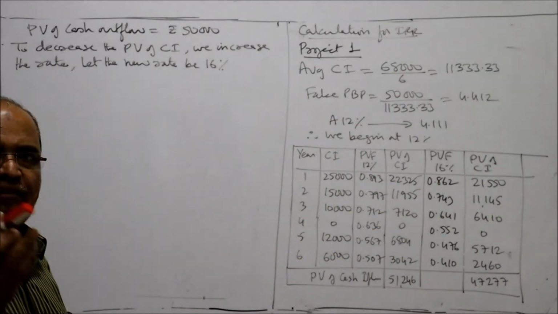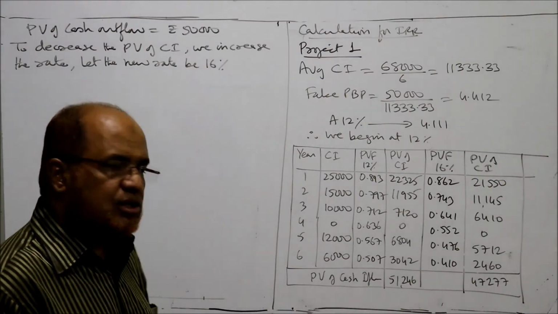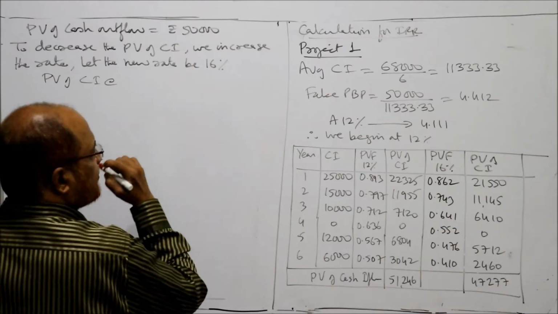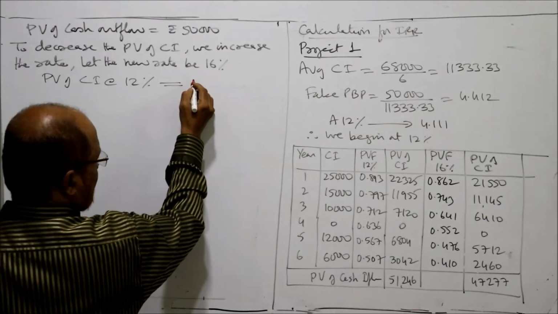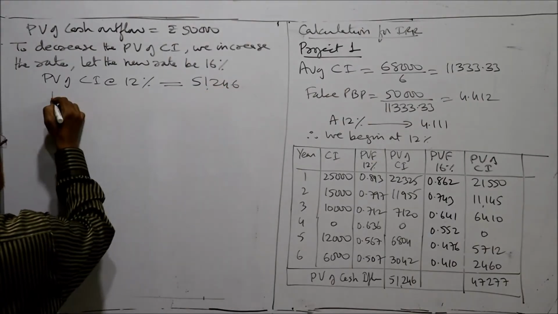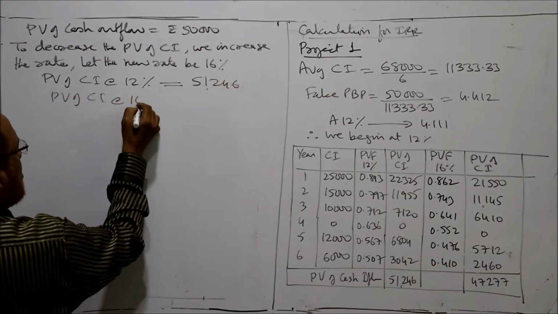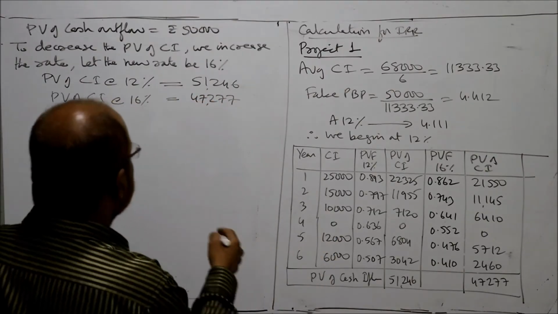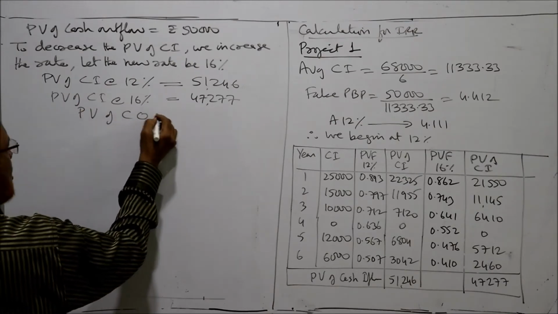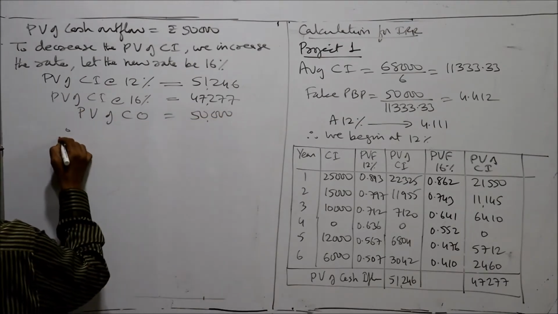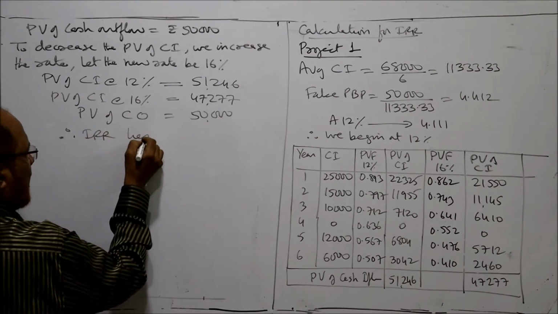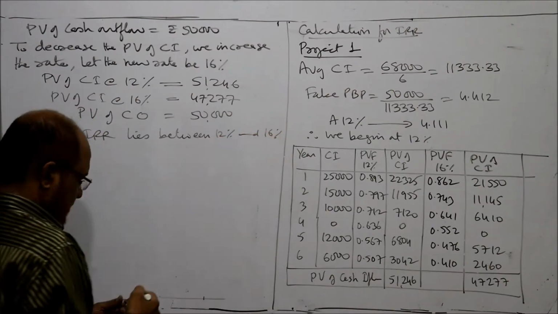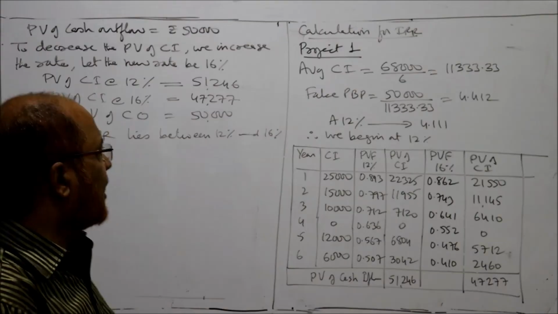We got one value more than 50,000, the other value less than 50,000. So we got PV of cash inflow at the rate of 12%, 51,246, and $47,277. PV of cash outflow 50,000. Therefore, IRR lies between 12% and 16%.